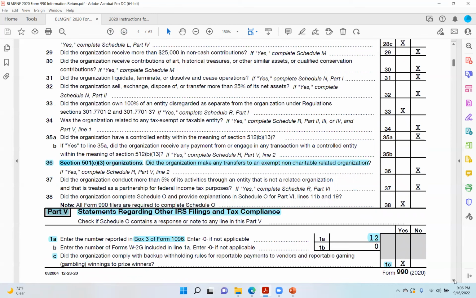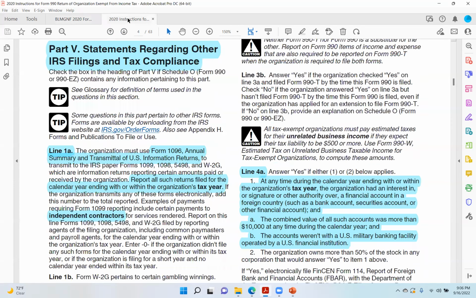Now, whenever you are analyzing a Form 990 information return, or if you are completing a Form 990 information return, you want to always have the instructions for that return nearby. So I have the instructions for this Form 990 information return for 2020 right here in this tab, and I'm going to click on it. I already have it set to the area where we're going to discuss in this particular episode, which is Part 5, statements regarding other IRS filings and tax compliance. So that's where we're going to start.